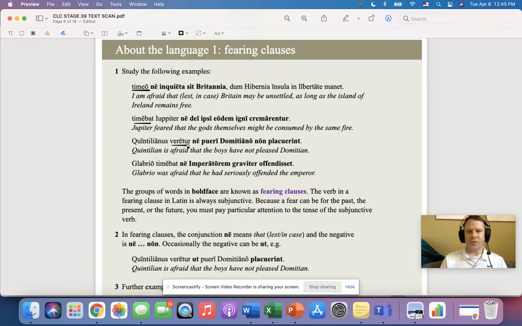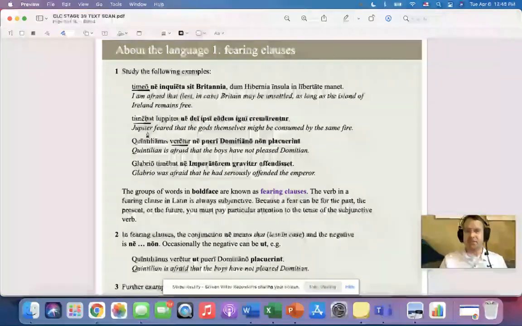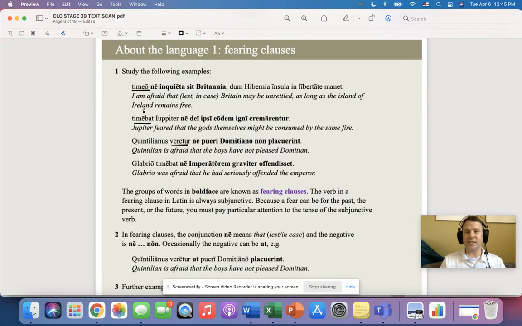Now, both of these verbs, what do they mean? Yeah, I am afraid, to be afraid, to fear. So that makes sense, right? It's a fear clause, so it starts out with a verb that means I'm afraid of or I fear. Now, the number one thing I want you to remember about fear clauses, and being able to recognize and translate them, because this is a hugely impactful part of the translation process, is that the ut and the ne are kind of flip-flopped.